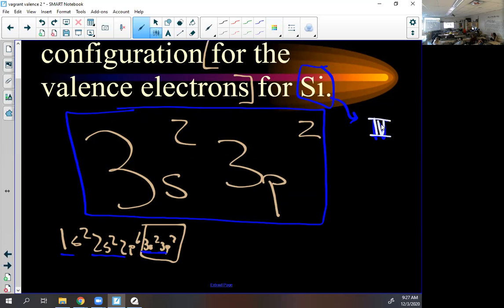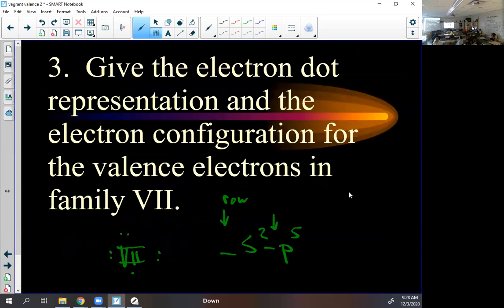It's in family 4. So how many total valence electrons should it have? It should have 4. 2 plus 2 equals 4. There's all sorts of different ways that the periodic table proves itself to be true. It's pretty awesome. All right, so here's this. It's a VI with 7 dots, and then this is an S with a 2, a P with a 5, and blanks.